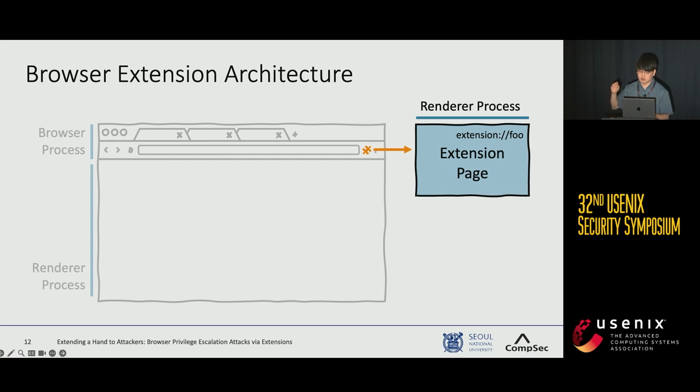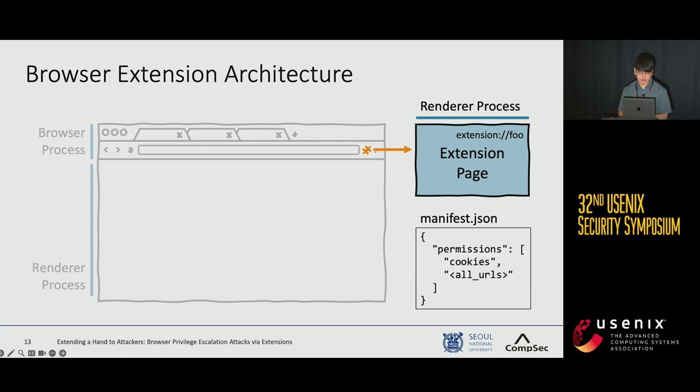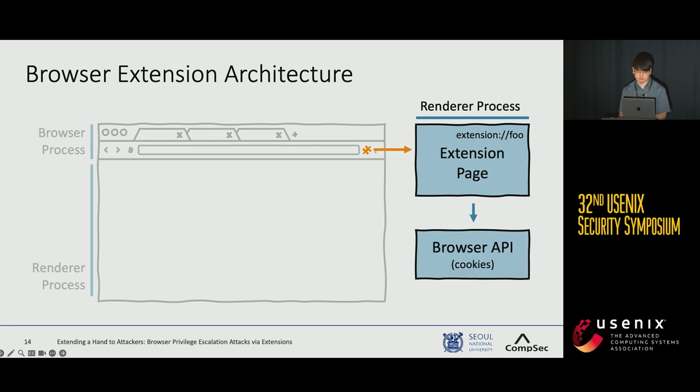Since extensions have their own origin, they also run in a dedicated render process. However, this one is special. Unlike normal web pages, they can access browser APIs and cross-site data as long as the permission is declared in the manifest file. For instance, cookies.